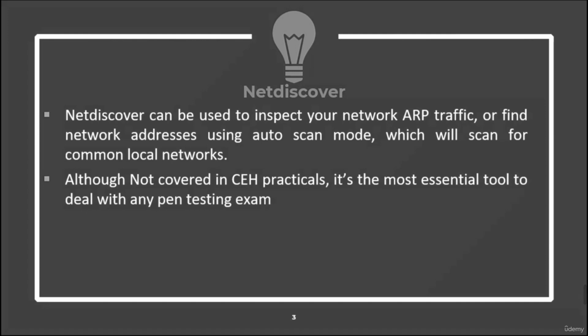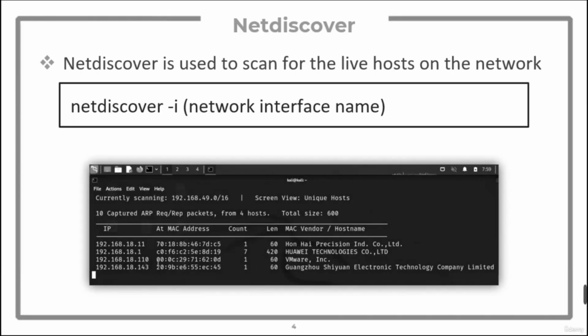NetDiscover can be used to inspect your network ARP traffic or find network addresses using auto-scan mode, which will scan for common local networks. Although not covered in CEH practical, it's the most essential tool to deal with in any pen testing exam. You can use NetDiscover to scan for live hosts on the network with a given command. Just use the command netdiscover -i and specify your interface.